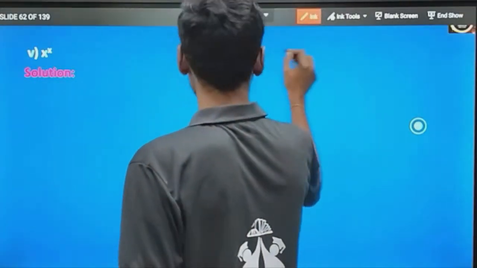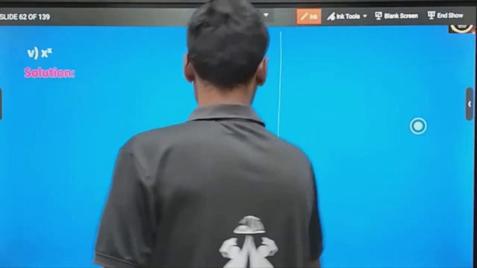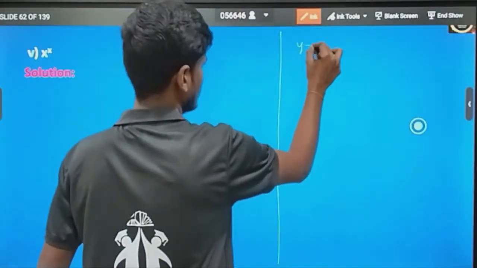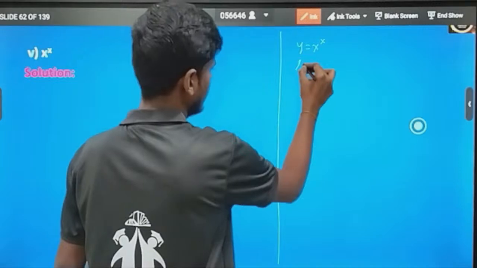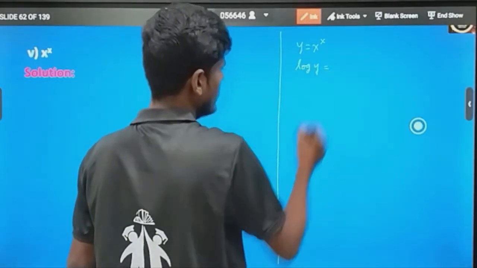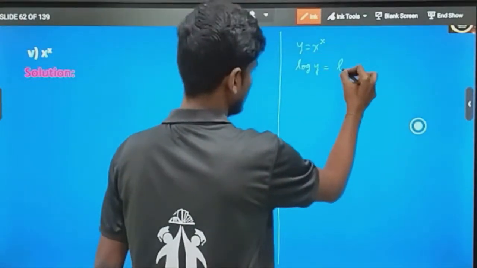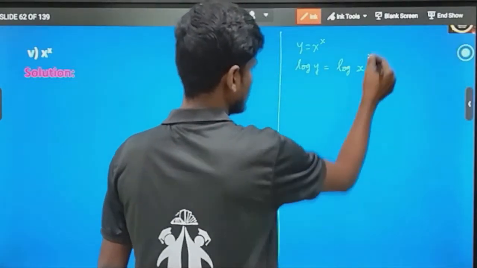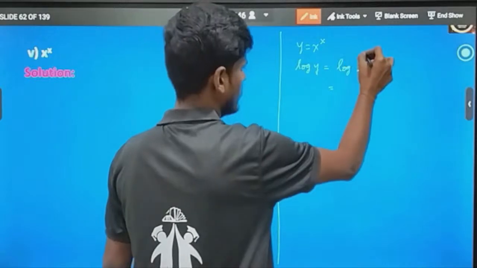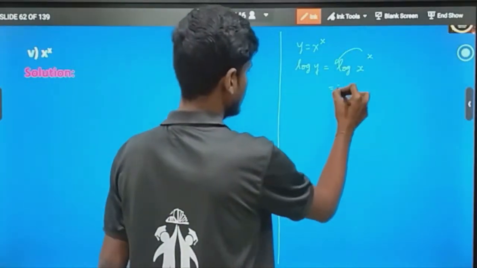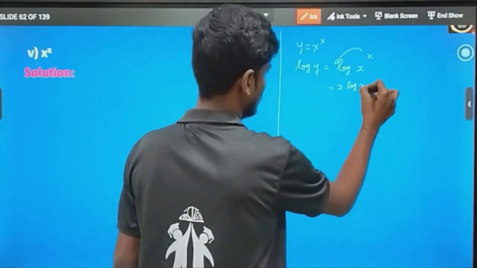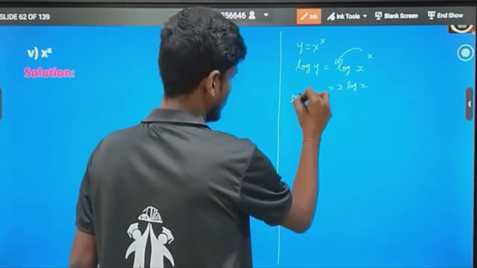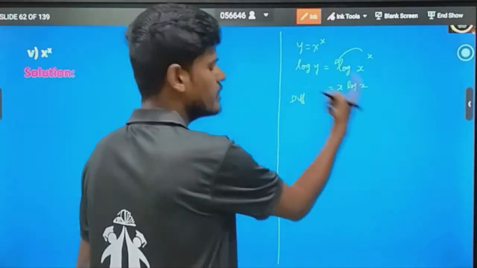That means we will take y is equal to x power x. Then take log y. Log of y will be log of x power x. This power will come to the front, then we will have x into log x. Next, what is the step? Differentiate on both sides with respect to x.